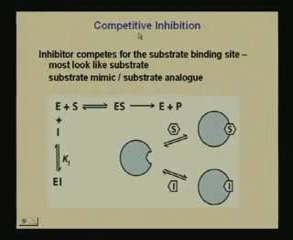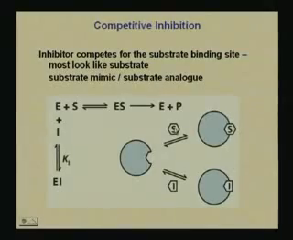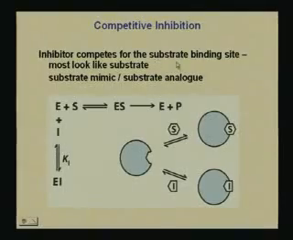Competitive inhibition is competition basically. We have a competition where the inhibitor looks like the substrate. So it is called a substrate mimic or a substrate analog. The inhibitor competes for the substrate binding site. Now why does it do that?